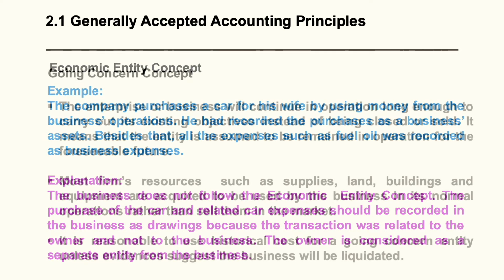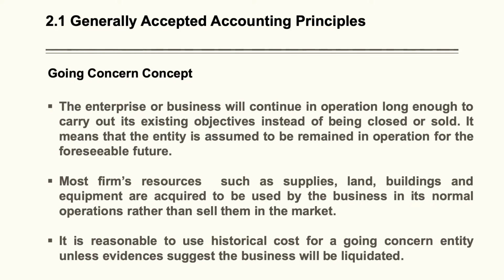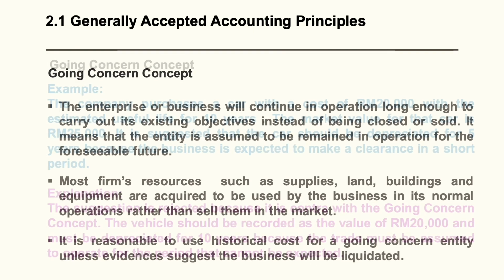Now let us go to another concept, the going concern concept. According to this concept, the enterprise or business will continue in operation long enough to carry out its existing objectives instead of being closed or sold. It means that the entity is assumed to remain in operation for the foreseeable future. Most firm resources such as supplies, land, buildings and equipment are acquired to be used by the business in its normal operation rather than sold in the market. So it is reasonable to use historical costs for a going concern entity unless evidence suggests the business will be liquidated.